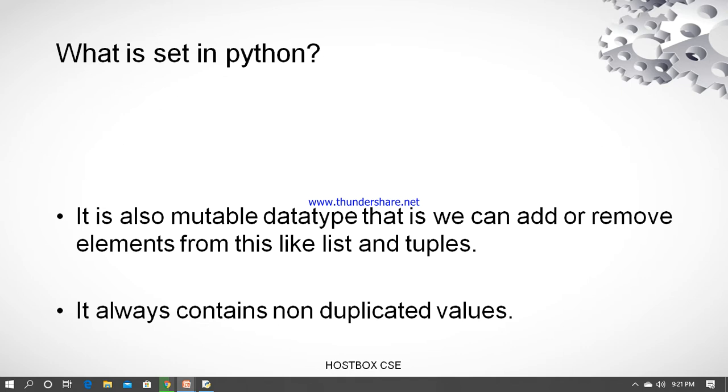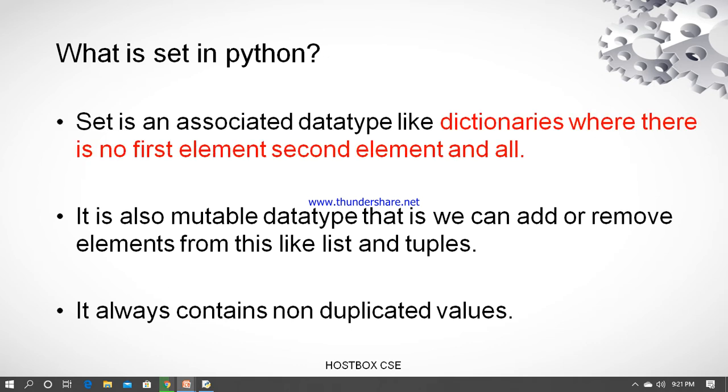Now, what is a set in Python? We should have a clear picture of this. A set is an associated data type like dictionaries, where there is no first element, second element, and so on. It is also a mutable data type, that is, we can add or remove elements, like lists. Whenever you want you can add an element easily, and when you want to remove an element, you can do that. Also there is no first element; it does not follow any order, so it is an unordered collection, and it always contains non-duplicated values.